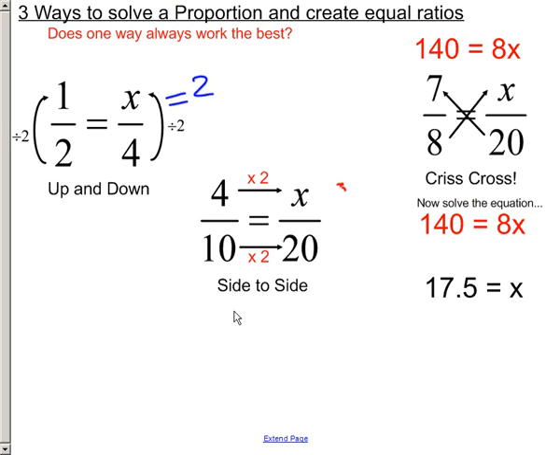We could also do a side-to-side relationship. How do I get from 10 to 20? I multiply that by 2. So I also have to multiply the top by 2, and then I would know that x is equal to 8. This is a strategy that we learned when we did our fraction chapter. Now, if you look at this third example, I can't get from 8 to 7 easily. It's going to be using a decimal, so that doesn't work extremely nicely. I also can't get from 8 to 20 nice and easily, so we need another plan.